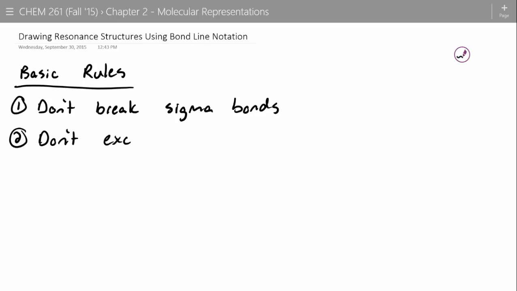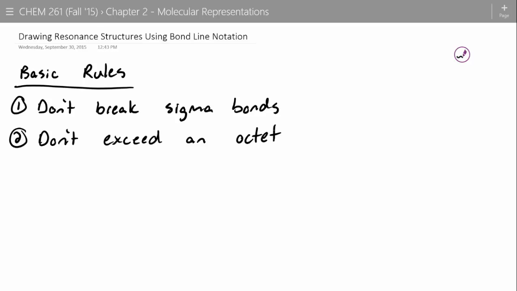Second rule. Don't exceed an octet. If I see a carbon with 5 bonds on it, what do we call it? Texas carbon, and then you get a frowny face, and we both feel bad.